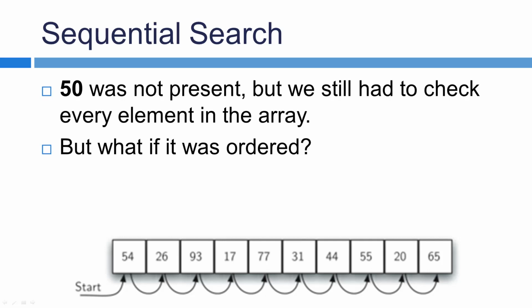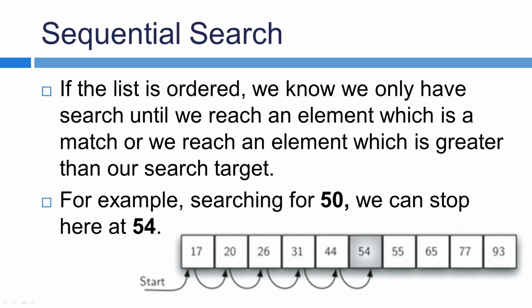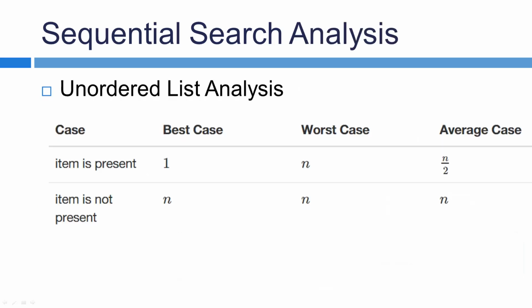Here's a good question though. What if the array was ordered? That means if the array was actually in a sorted order. So if the list is ordered, we know we only have to search until we reach an element which is a match or we reach an element which is greater than our search target. So, for example, searching for 50, we can stop here since we know it's a sorted list once we reach 54, an element which is greater than our search target.